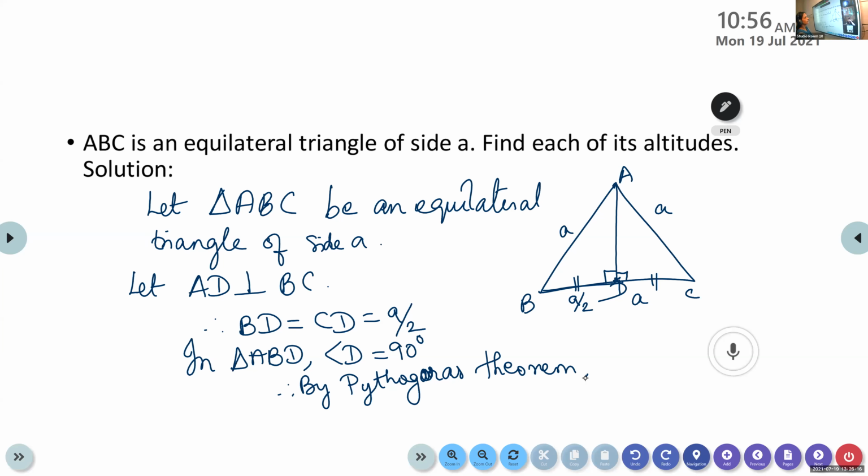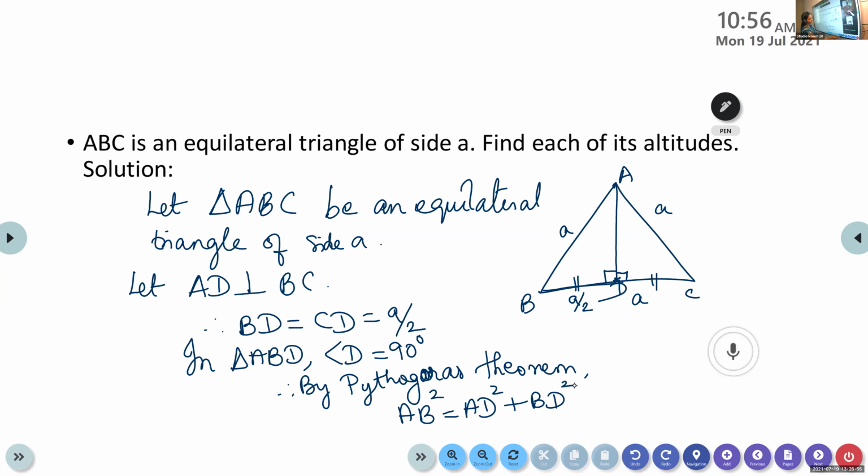What is Pythagoras theorem? What does the Pythagoras theorem say? The square of the hypotenuse is equal to the sum of squares of the other two sides. So AB square is equal to AD square plus BD square. Okay, so we want to find AD, isn't it?